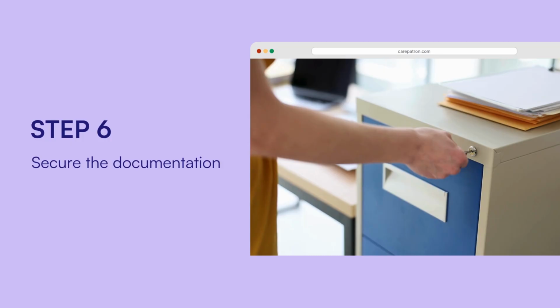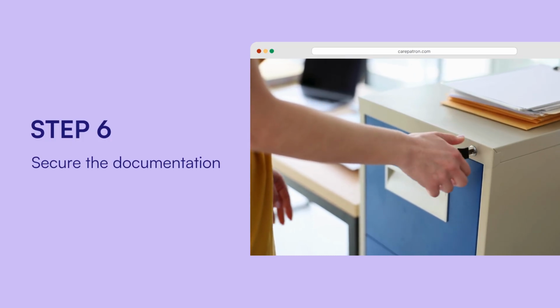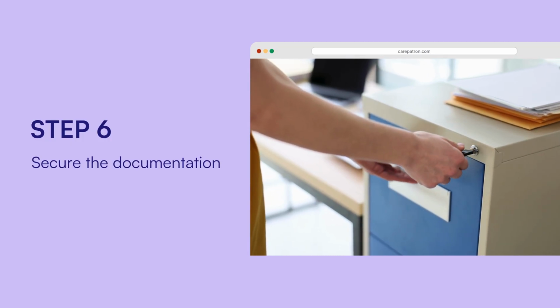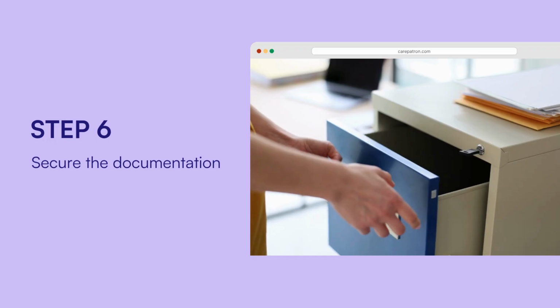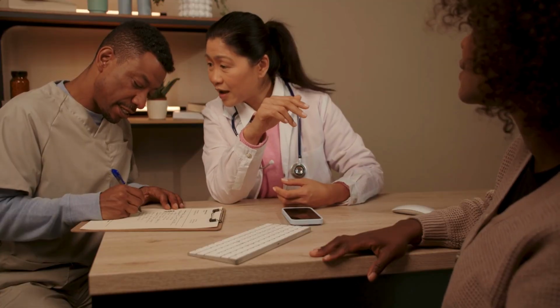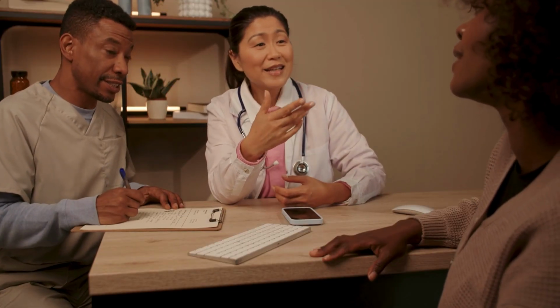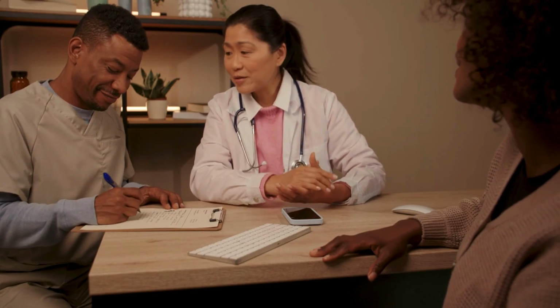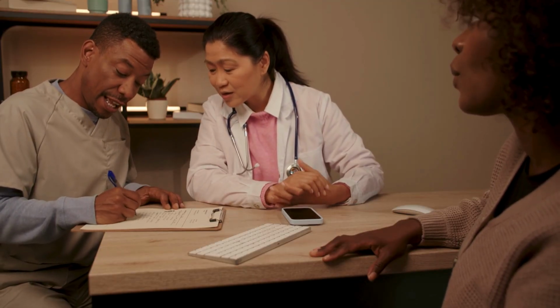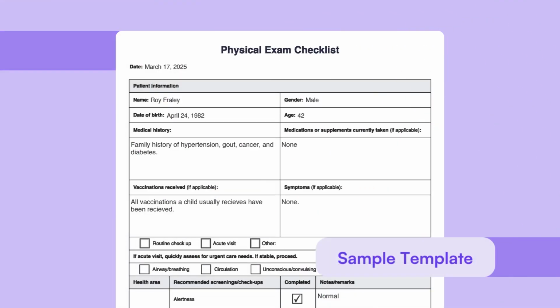Step 6. Secure the documentation. Ensure all patient data is stored securely in compliance with privacy regulations. The physical exam checklist is more than paperwork. It's your partner in delivering patient-centered preventive care. Start using your checklist today to enhance accuracy, save time, and improve outcomes, one exam at a time.